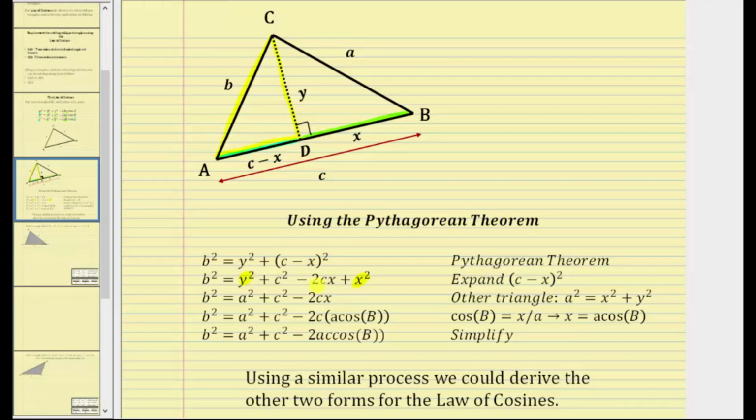So now we perform a substitution for x. We substitute a cosine B for x, which gives us the fourth line. And now simplifying, we have b squared equals a squared plus c squared minus 2ac times cosine B, which is one of the forms of the law of cosines. And using a similar process, we could derive the other two forms of the law of cosines. Now that we have the law of cosines, let's look at some examples.